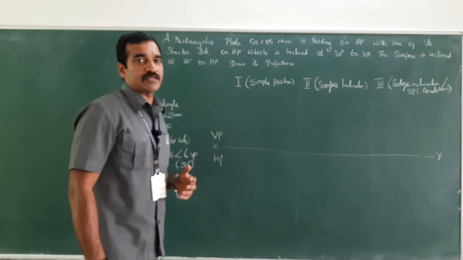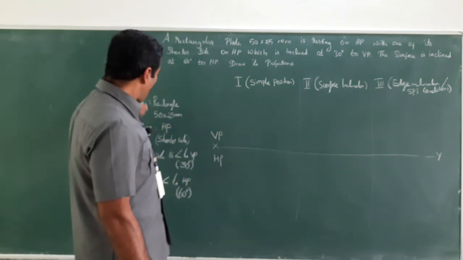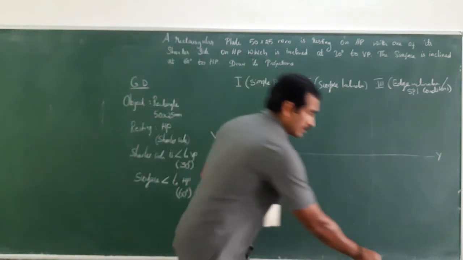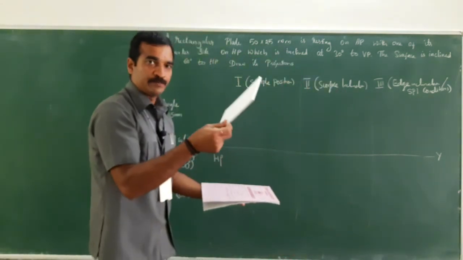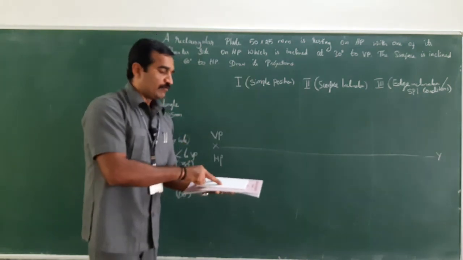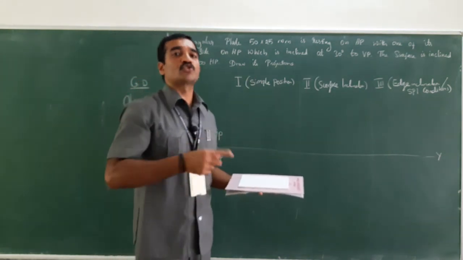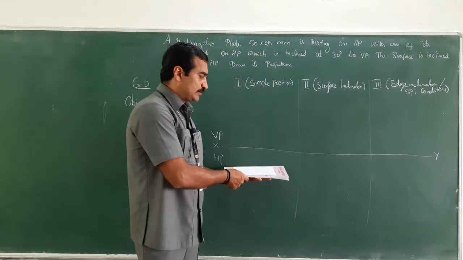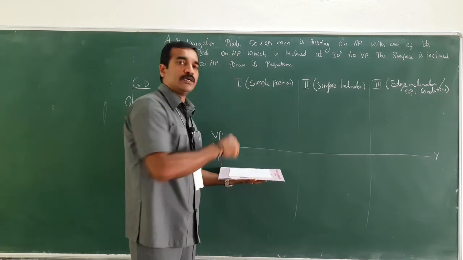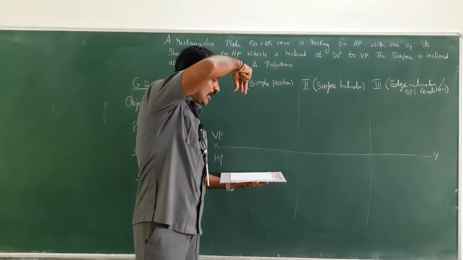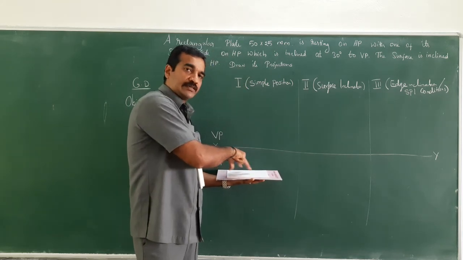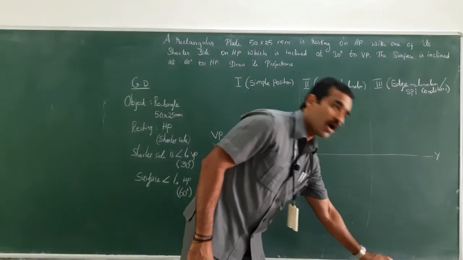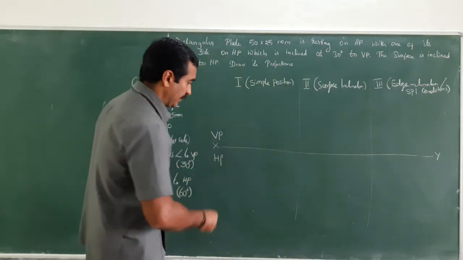Right? How is it resting? It is resting on HP with the shorter side. So this is the object, and this is how it is resting. To start the diagram, I need to draw the true shape. When the object is resting on HP, where can I get the true shape? When I look from the top, the true shape is captured on HP. Therefore, I should start the diagram on HP, with the true shape on HP.